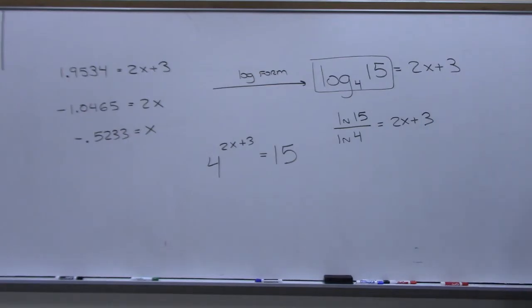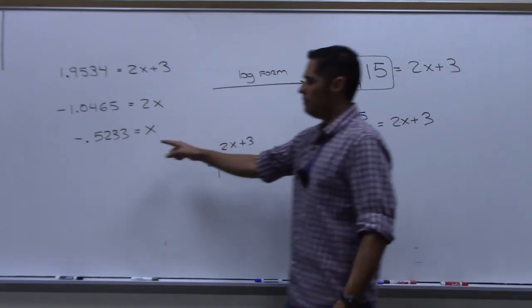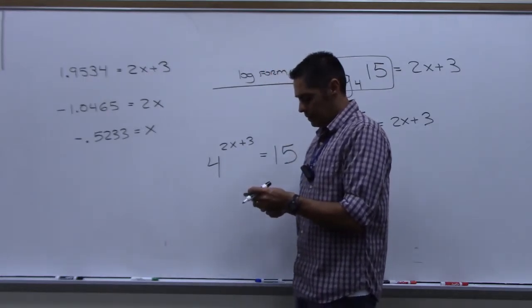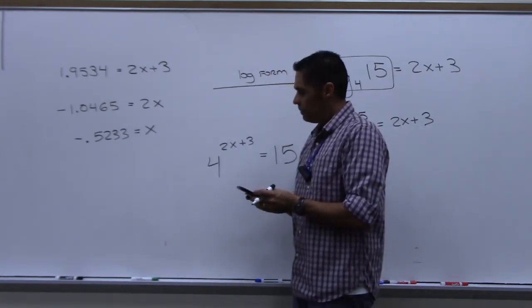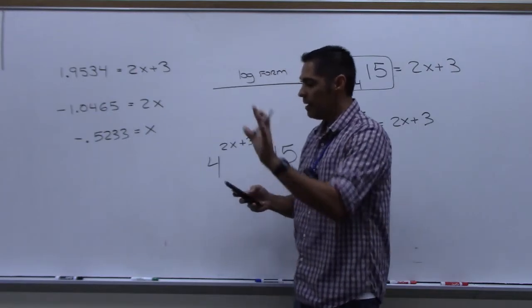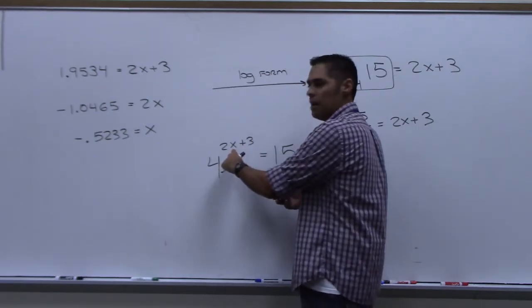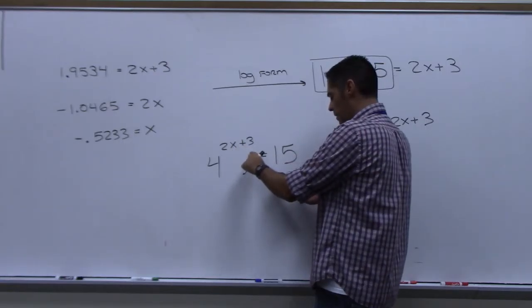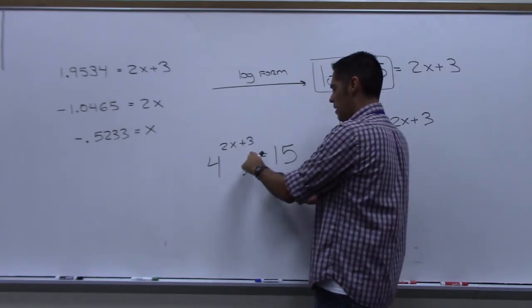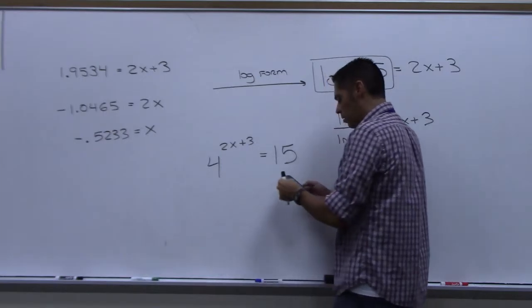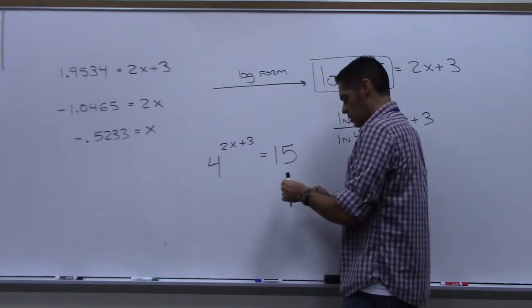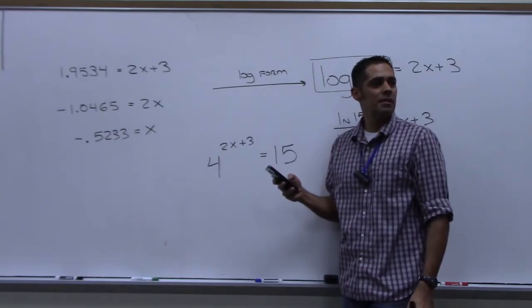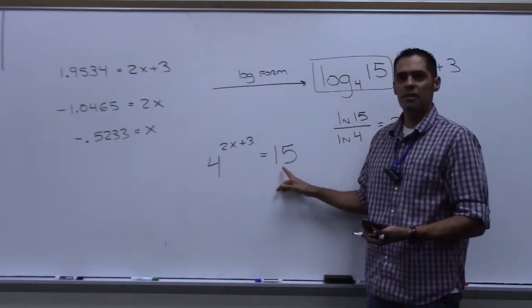I'm saying that if you take this number, so I'll take it on my calculator. I'm going to take 0.5233, actually negative 0.5233. I'm going to plug it in right here. I'm going to multiply that times 2. I'm going to add 3 to that. And then I'm going to raise 4 to that power. And I got 14.56, which is off, isn't it?